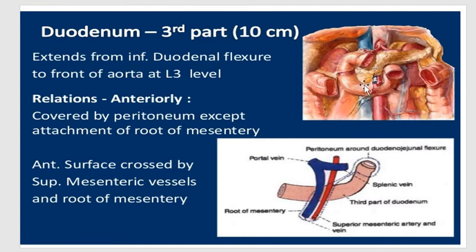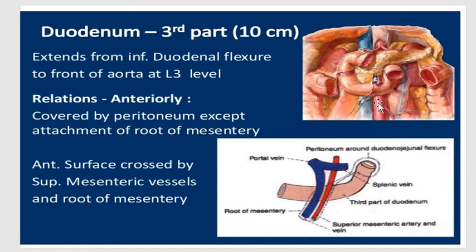Now it passes horizontally towards the left side, and slightly upwards, in front of the inferior vena cava and the abdominal aorta, and ends by joining the fourth part. So basically this third part of the duodenum is around 10 centimeter long, extends from the inferior duodenal flexure, passes horizontally and slightly upwards in front of the inferior vena cava and the abdominal aorta, and ends by joining the fourth part of the duodenum.